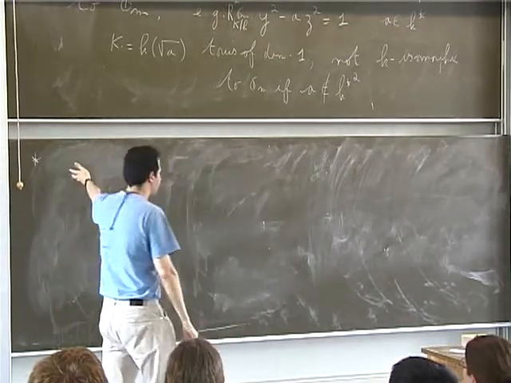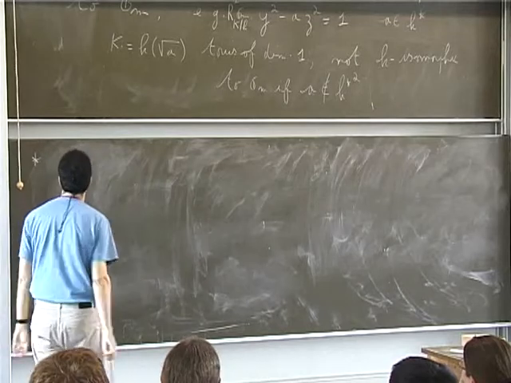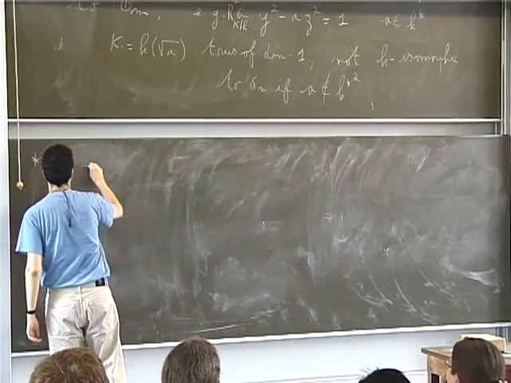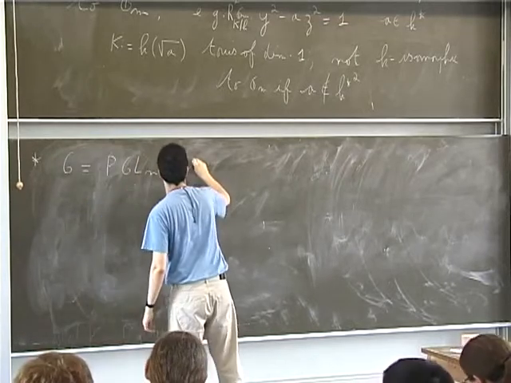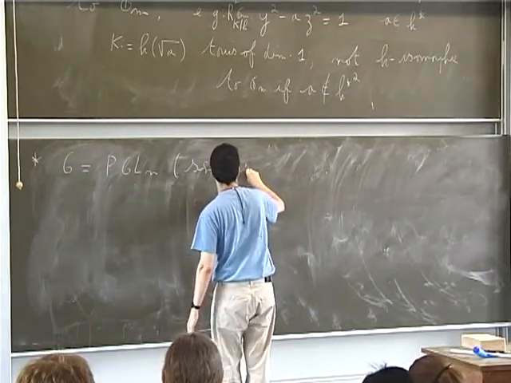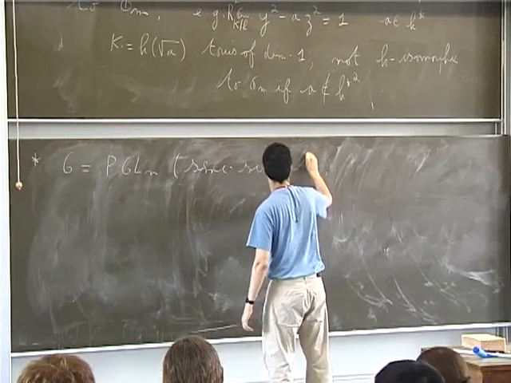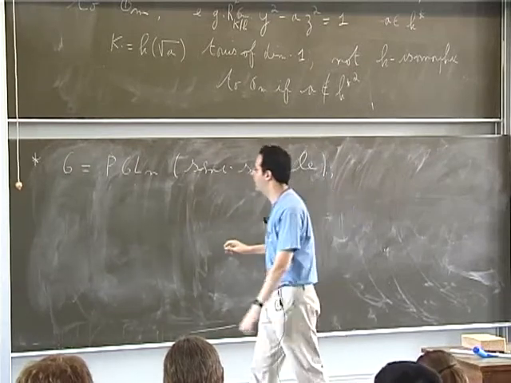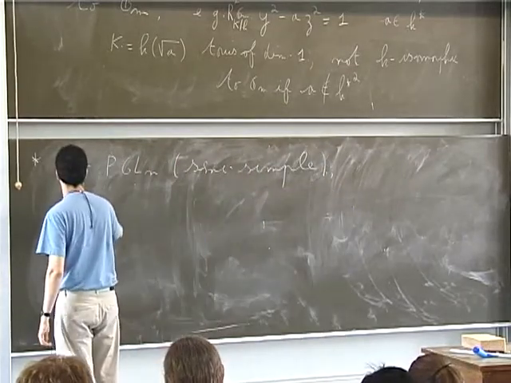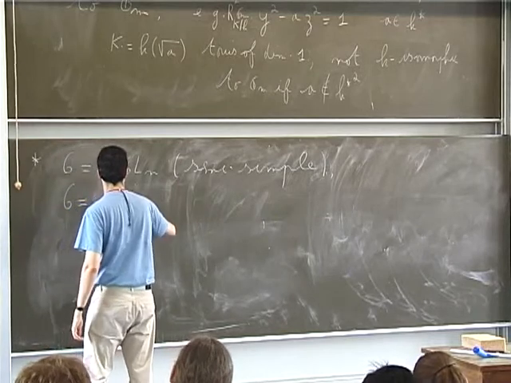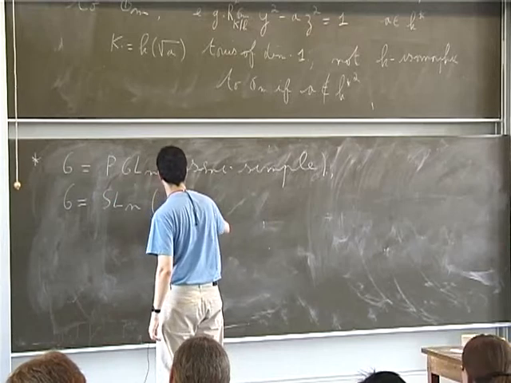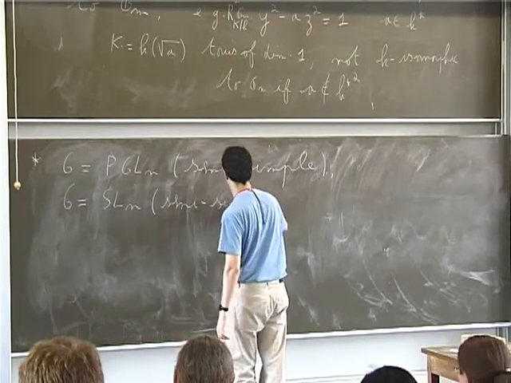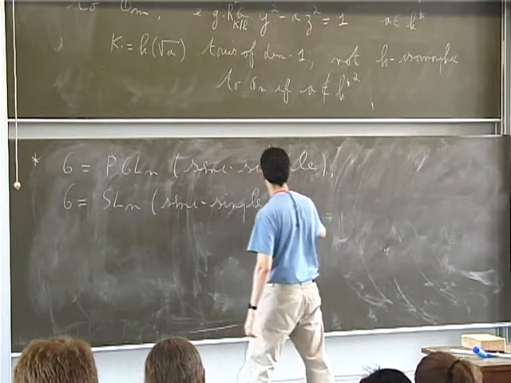Okay, now we can see some non-commutative examples. For example, G equals PGLN. So this one is semi-simple. Or G can take SLN, and this one is not only semi-simple, but it is simply connected.